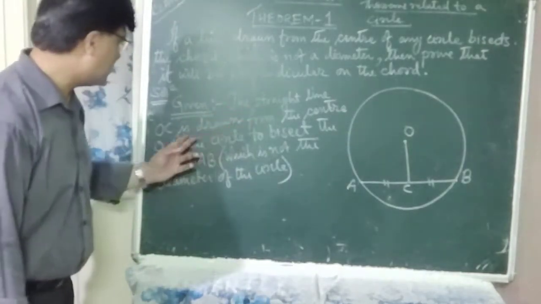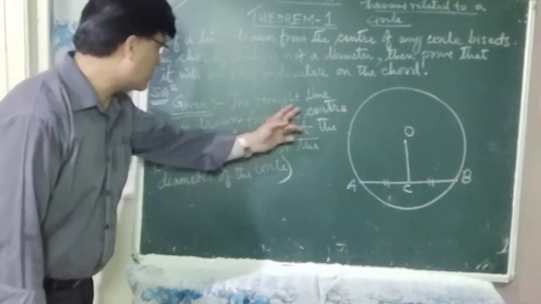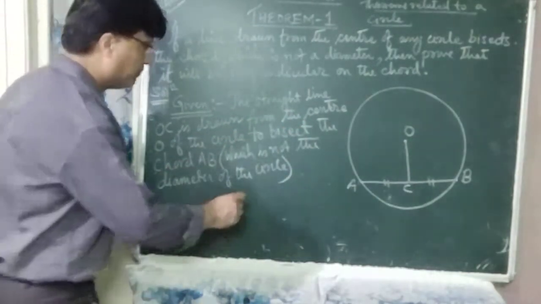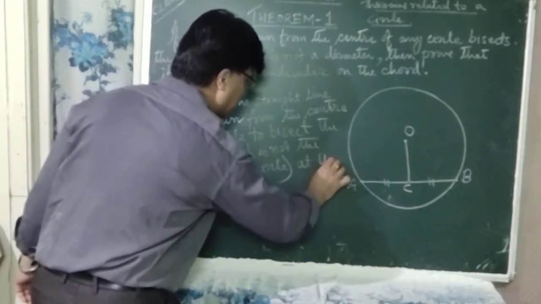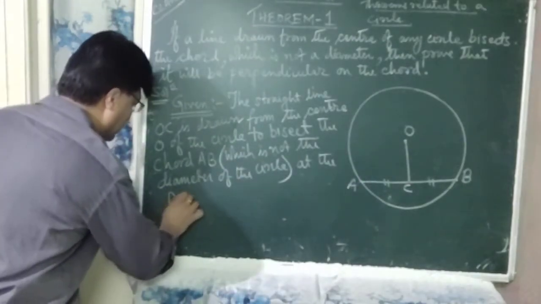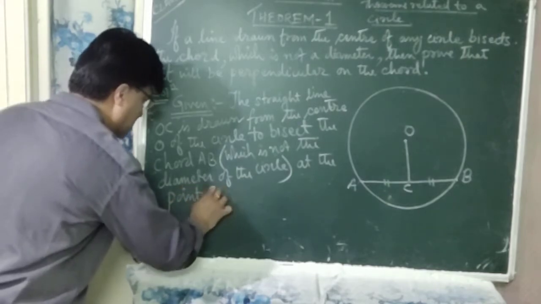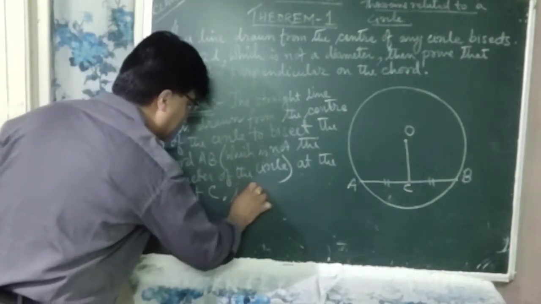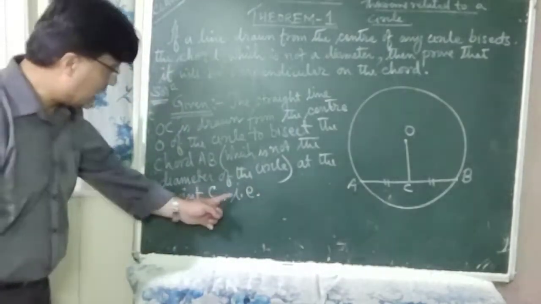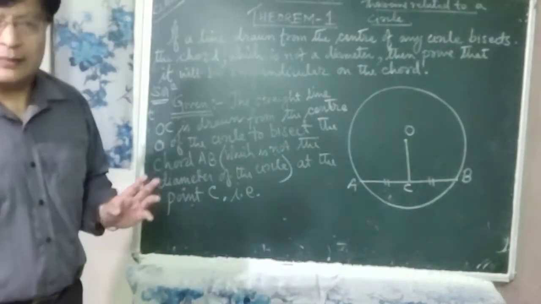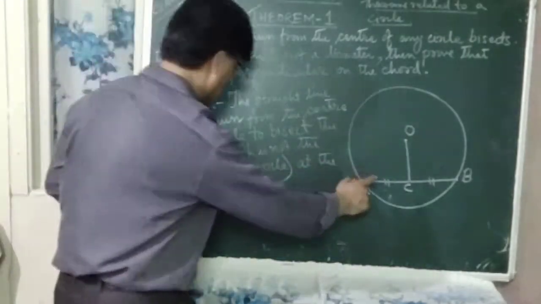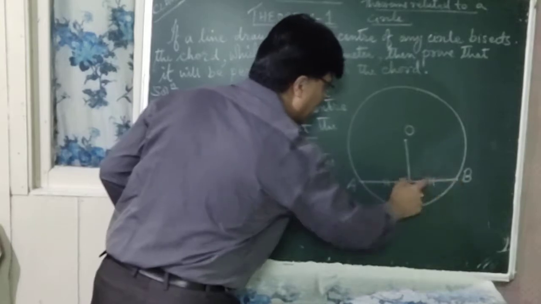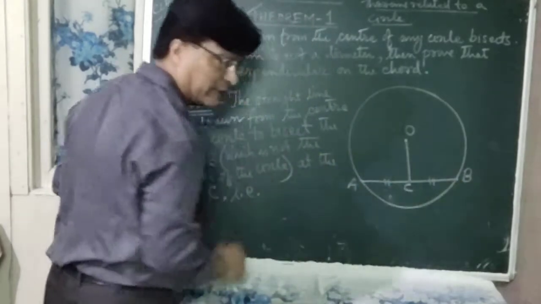I mean the straight line OC is drawn from the center O of the circle to bisect the chord AB at the point C. Full stop. That is, i.e. means that is, right? I full stop, E full stop, that is. This OC bisects AB at the point C. C is the midpoint of AB.